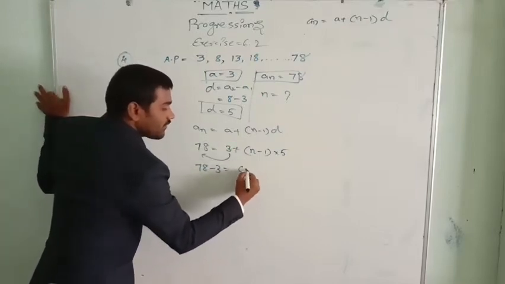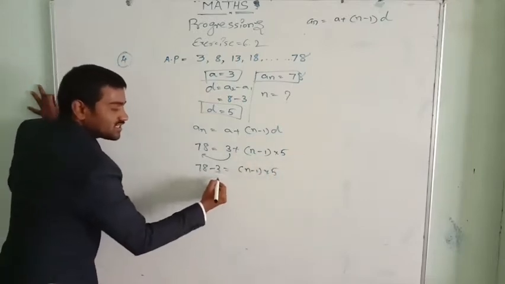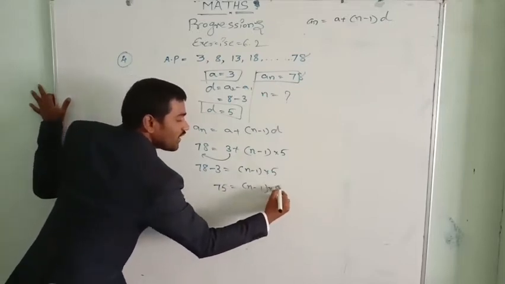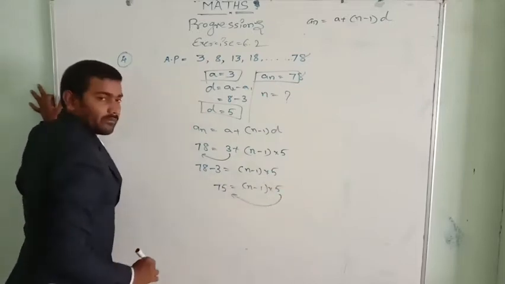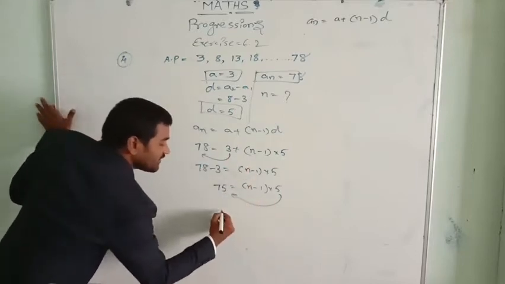So here, what is left now? n minus 1 into 5. Simple. Now 78 minus 3 is 75. That equals n minus 1 into 5. Simple. This 5 you transfer to this side now. So one corrected term will transfer. 5 is multiplying, so it will be divided here.